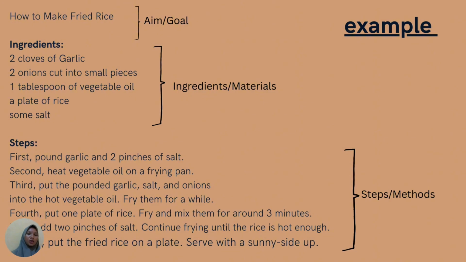From the general structure, the aim or the goal is how to make fried rice, and the ingredients or materials are the 2 cloves of garlic, the 2 onions cut into small pieces, until some salt. And for the steps or methods, it's from first, pound garlic and 2 pinches of salt, until finally, put the fried rice on a plate. Serve with a sunny side up.